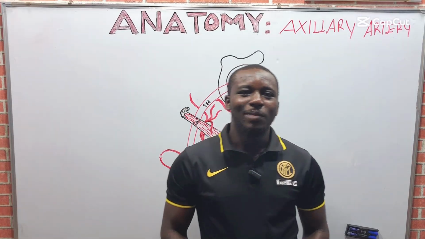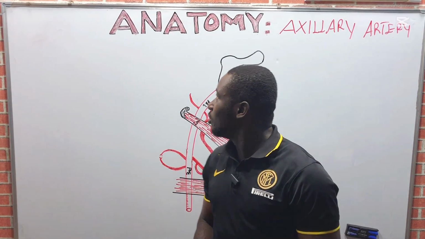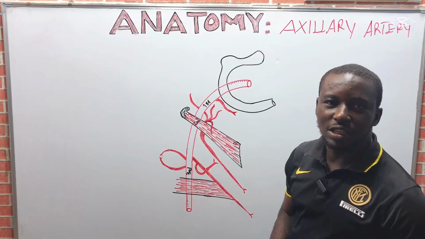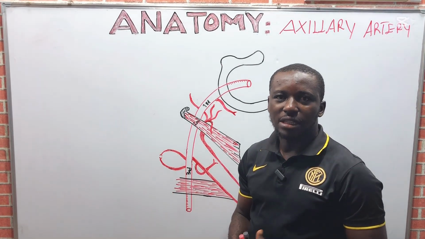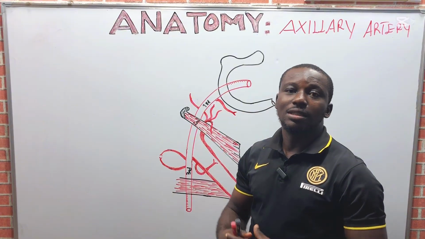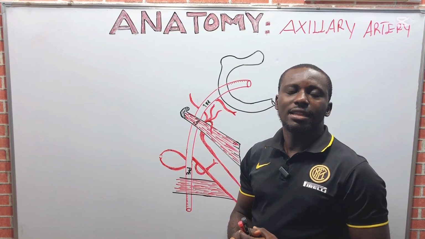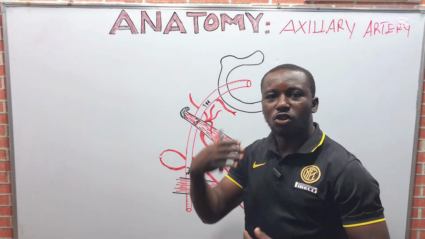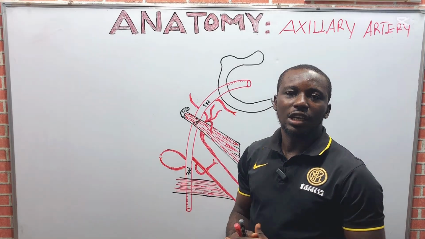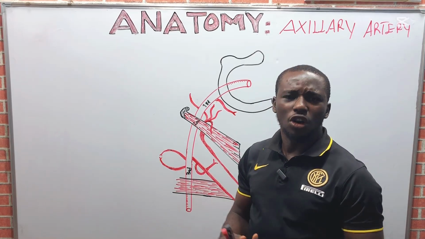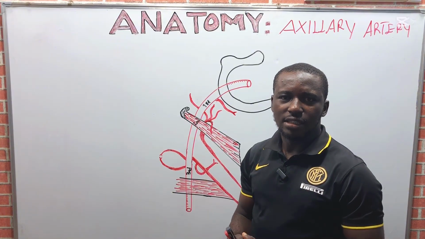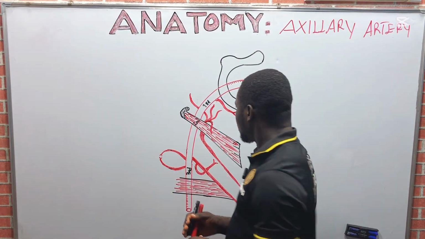Welcome to A1 Materials. Today's video is all about the main arterial stem of the upper limb structures. That is the axillary artery. That is the major arterial stem that gives strong perfusion to the rest of the upper limb through its continuous branches, right?